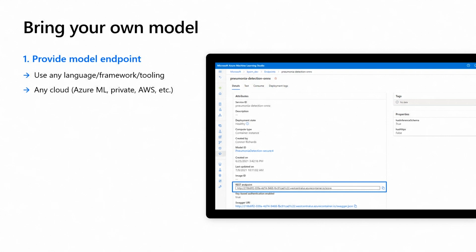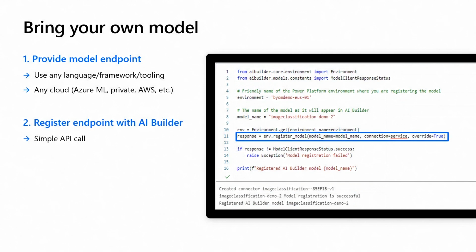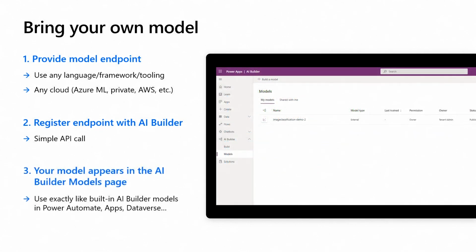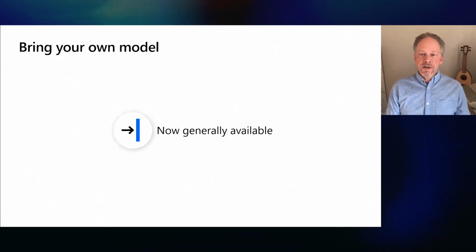The next step is to let us know that your model exists. It's a simple API call that just lets us know where your model is. Once you do that, your model appears in our models page, and it's available to makers using Power Apps or Power Automate, the same as any of the built-in AI Builder models. And it's just that easy. And I'm happy to tell you that Bring Your Own Model is now generally available.